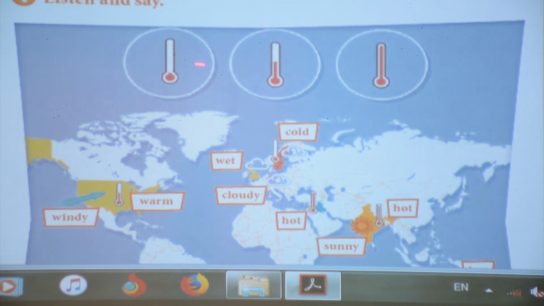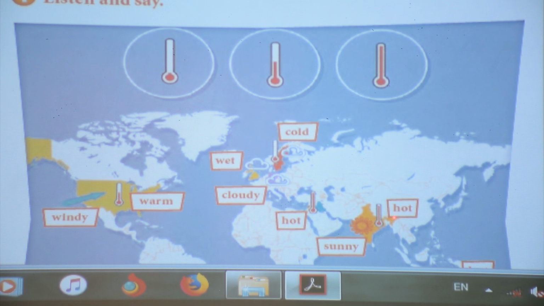Okay, there are different types of weather, and the first one is windy. This direction is described for windy, and we have this picture, and this one is warm. If you look at this cloud, it describes wet, okay? And we have this picture, and this one describes cold. It means cold, okay? And we have cloudy weather, and this picture means hot. If you look at this sun, it means sunny, hot, okay?